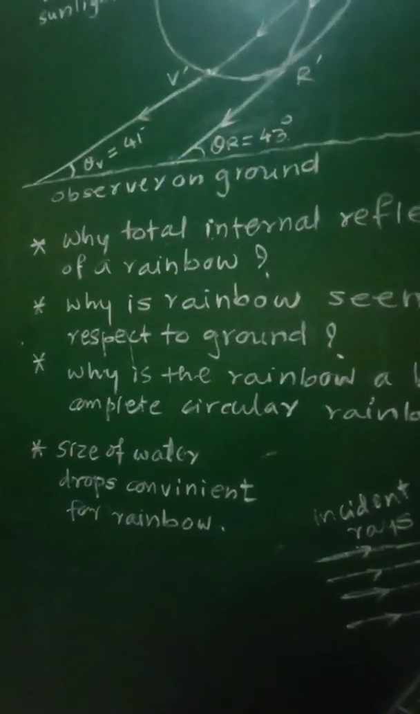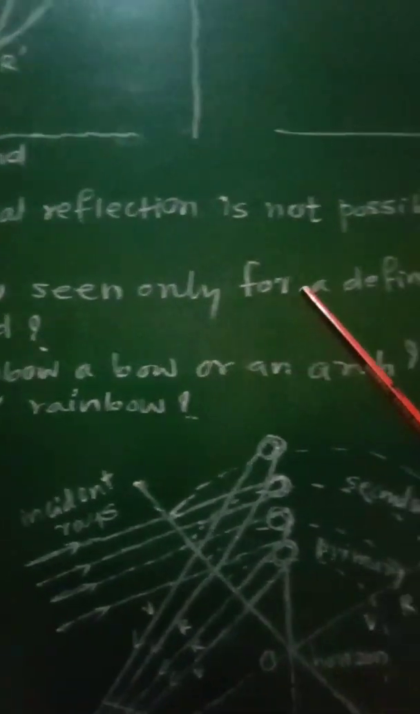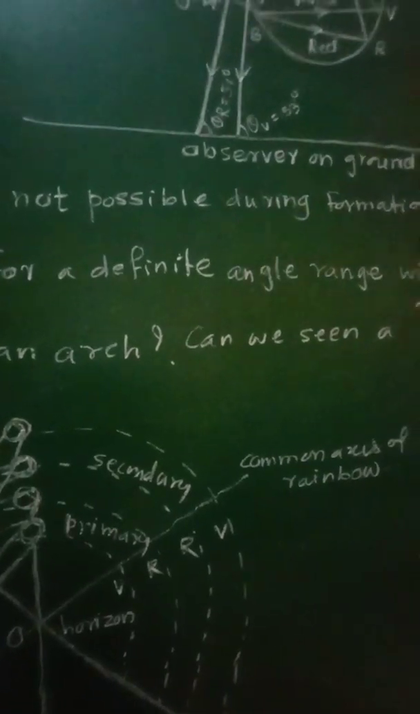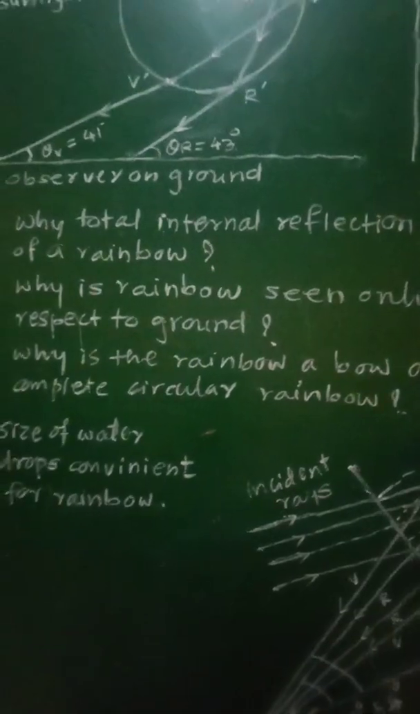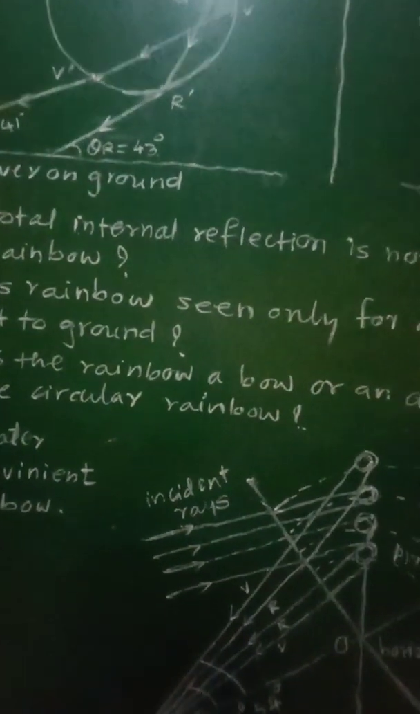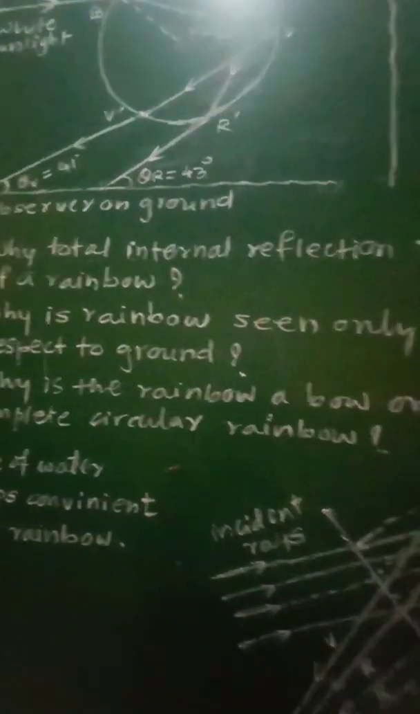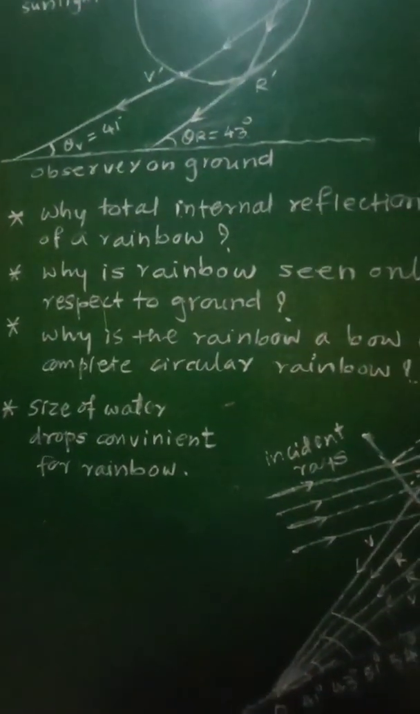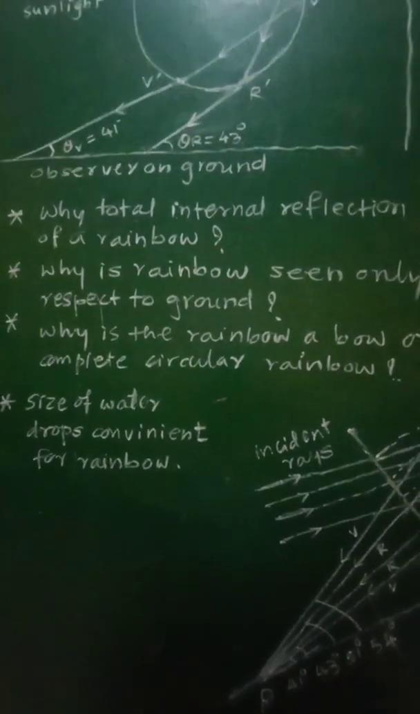Now let us see the second question. Why is a rainbow seen only for a definite angle range with respect to the ground surface? So the explanation of this will be as follows.